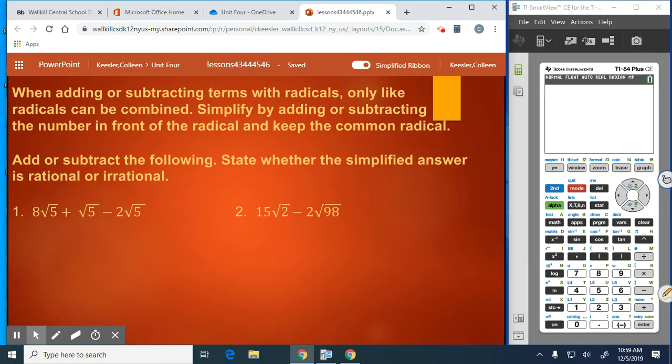So for number 1, we have common square roots across the board. So 8 square root 5 plus 1 more square root 5 is going to be 9 square root 5, minus 2 square root 5. And 9 square root 5 minus 2 square root 5 is going to be 7 square root 5. Final answer. And that, because we have a square root that is not a perfect square left over, is going to be irrational.